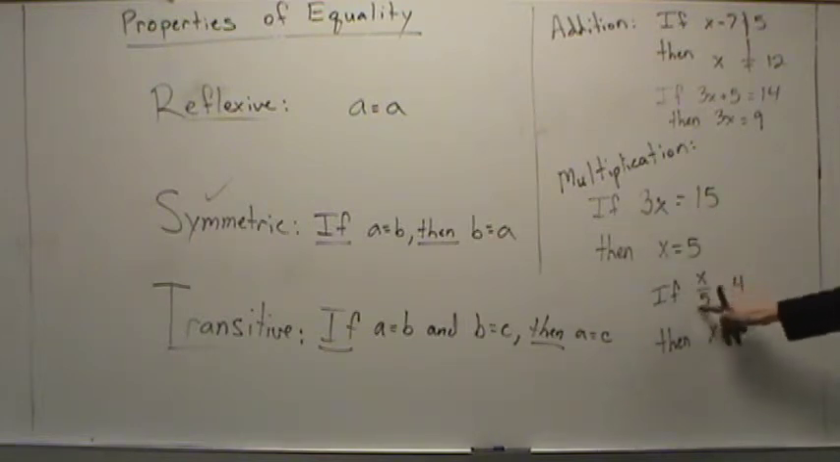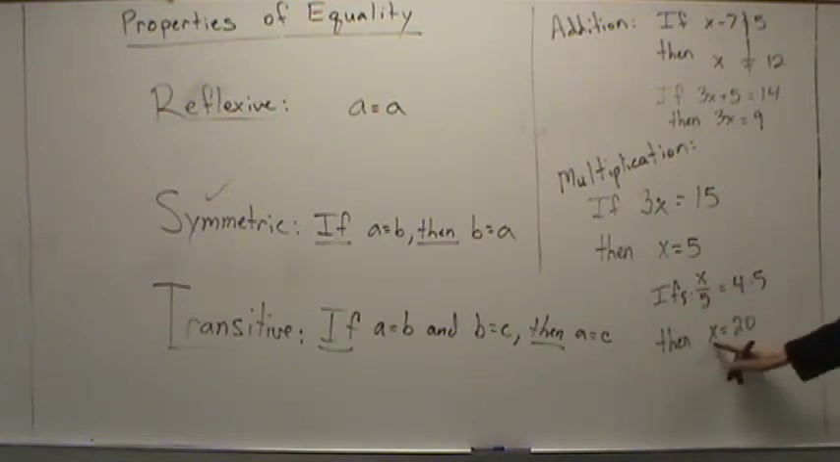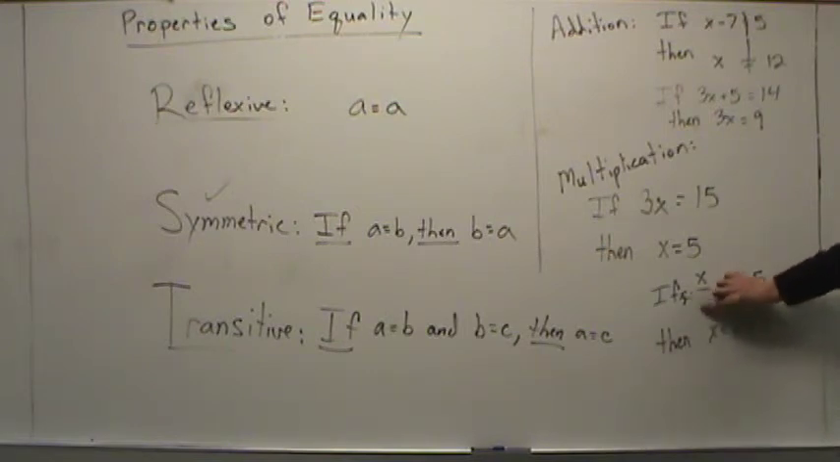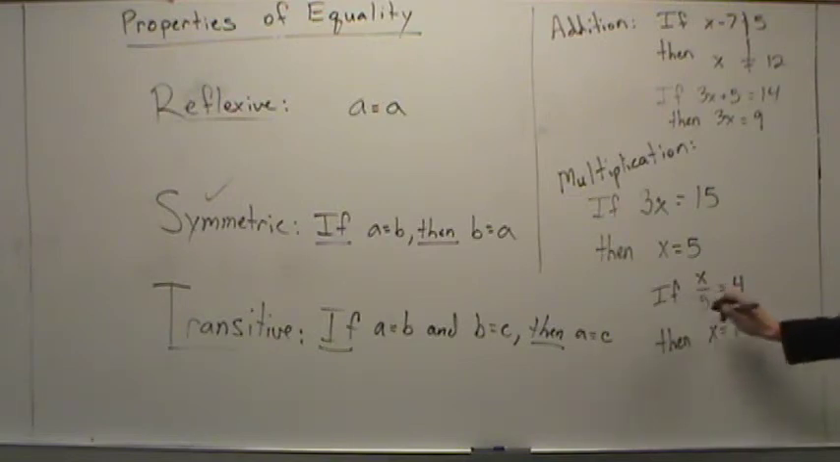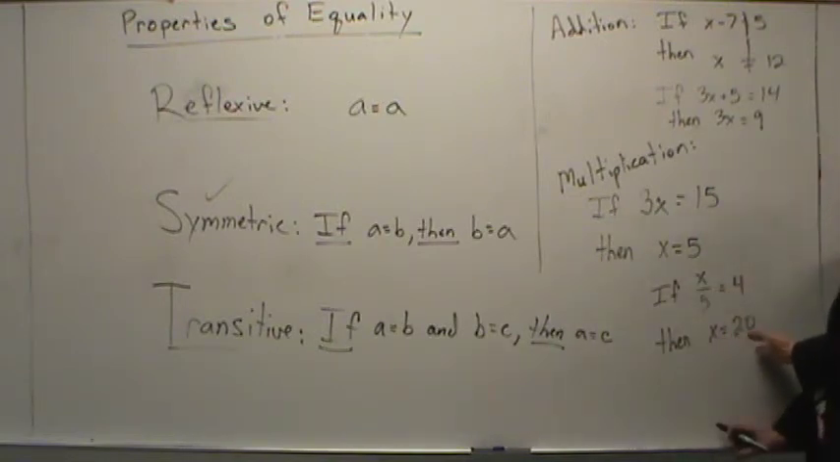Okay. Notice that 5 is being divided, so what are we going to do? We're going to simply multiply by 5, and you see that we get x equals 20. The 5s cancel. Okay. So again, you have to fill this in your mind. It's not going to be written out. You're going to be given, if x over 5 is 4, then x equals 20. All right, so you have to see 5 is multiplied, 5 is multiplied.